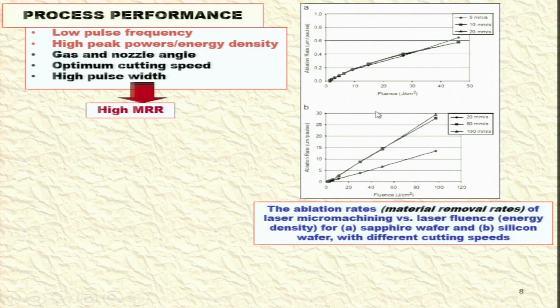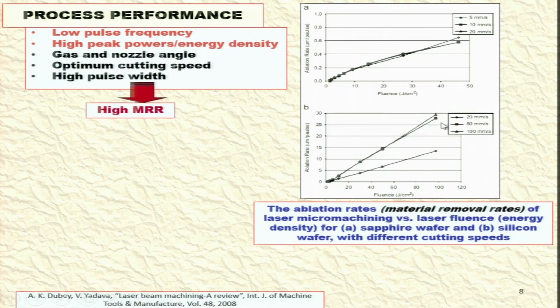And to get high material removal rate, you can see here the relationship between fluence in joules per centimeter square and the ablation rate, that is nothing but removal of the material in terms of micrometer per pulse. And you can see as fluence is increasing, the ablation rate is continuously increasing. This is for 5 millimeter per second, 10 millimeter per second and 20 millimeter per second as the feed. Now you can see here fluence and ablation rate again for different speeds.